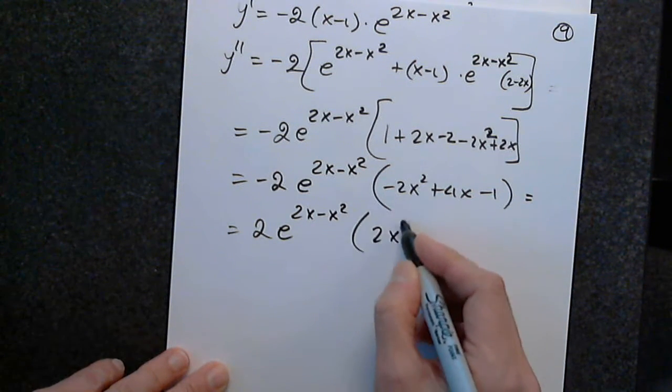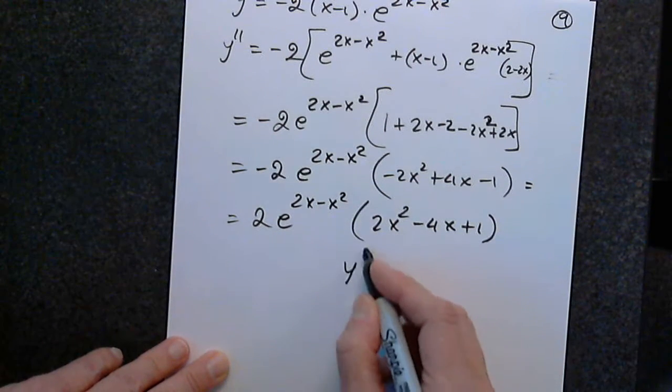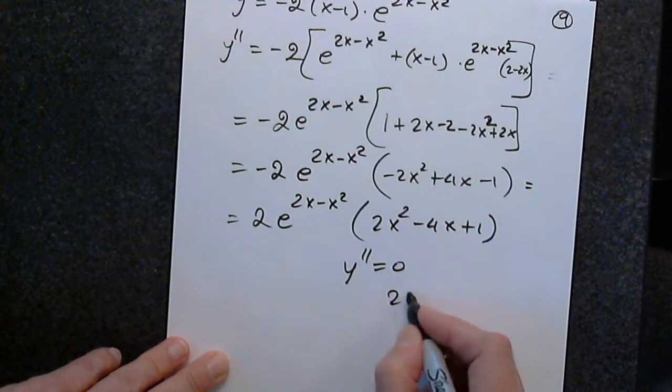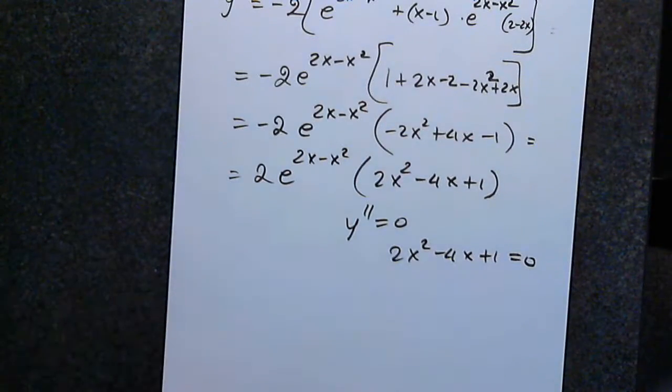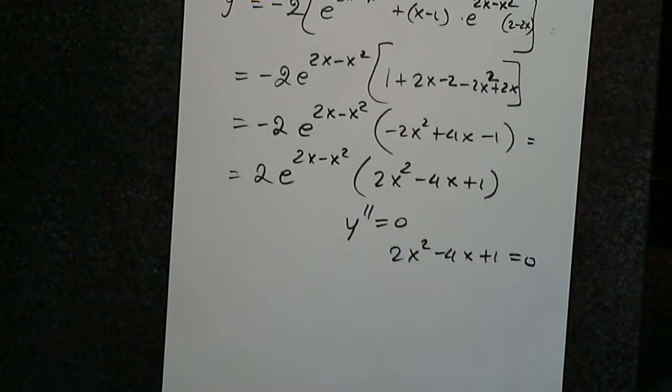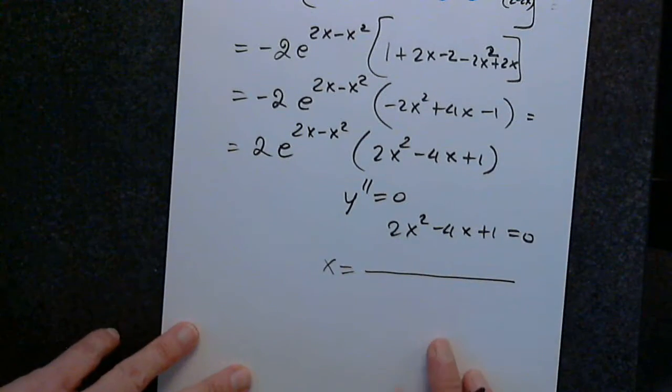So then I have 2x squared minus 4x plus 1. So the second derivative will be 0 only if 2x squared minus 4x plus 1 is ever 0. And I need the quadratic formula. And Wendy will tell us how to solve this.